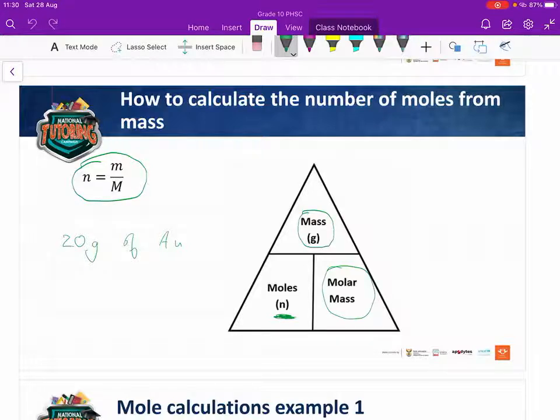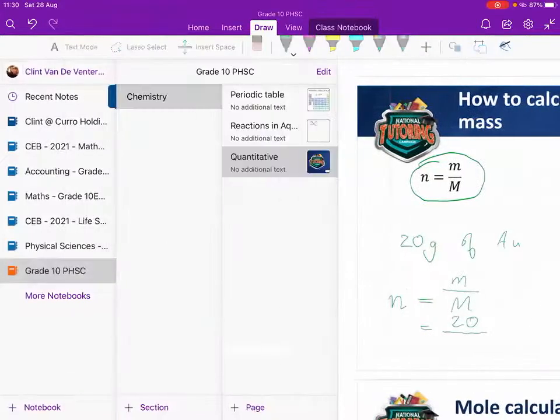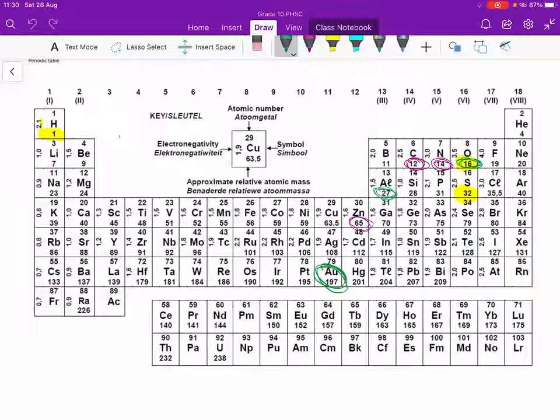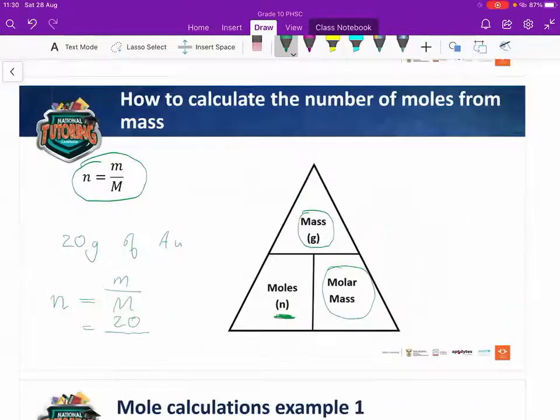Well, you could use this formula to work it out. You could say, well, N is the number of moles. It's equal to the mass divided by the molar mass. So what is the mass of the gold that I have? The mass of the gold is 20. And what is the molar mass of gold? And you always get that from the periodic table like we did just now, 197. The molar mass of gold is 197. So the M is always available to you on the periodic table, this big M.